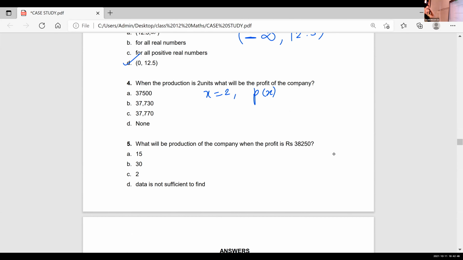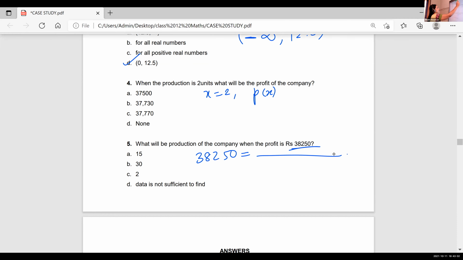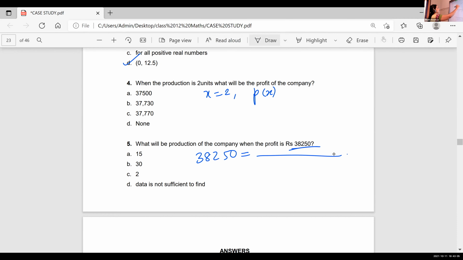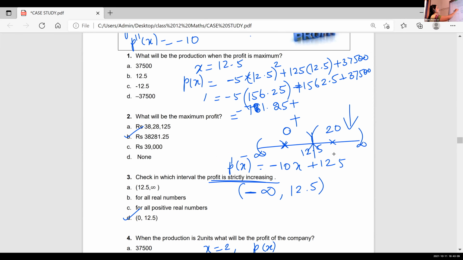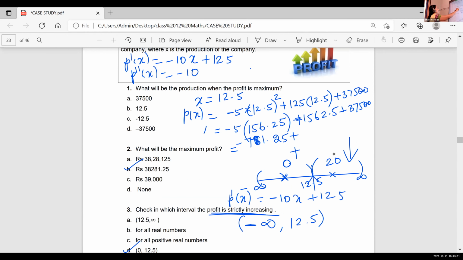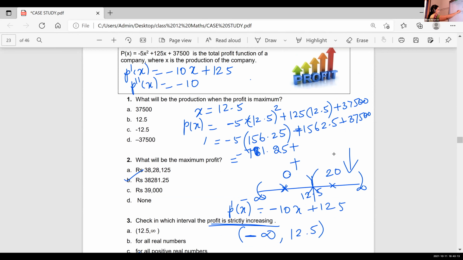Similarly, the next one. What will be the production of the company when the profit is given? So P is given, 38250. Equal to one quadratic value you will get. What is the polynomial given here? That polynomial you have to substitute, and from there you have to find what is x. P of x is minus 5x square plus 125x.